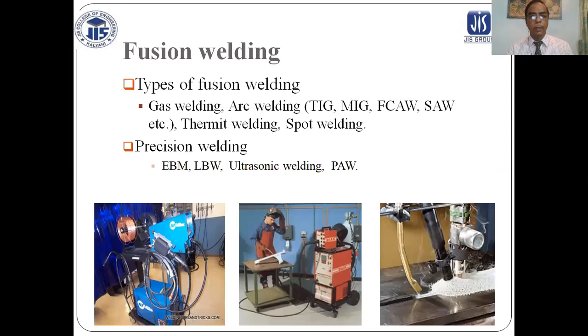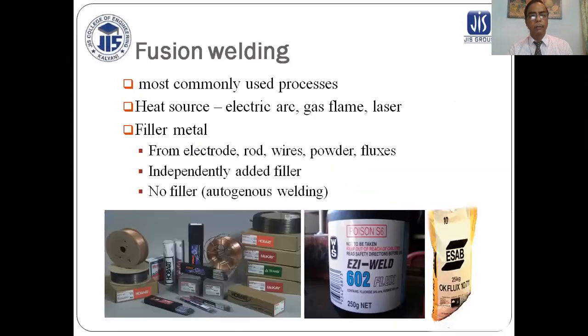Types of fusion welding: gas welding, arc welding, TIG, MIG, flux core arc welding, submerged arc welding, etc. Thermit welding, spot welding. Precision welding: electron beam welding, laser beam welding, ultrasonic welding, or plasma arc welding. Fusion welding, most commonly used processes: heat source: electric arc, gas flame, laser. Filler metal from electrode, rod, wire, powder, fluxes, independently added filler, or no filler, autogenous welding.